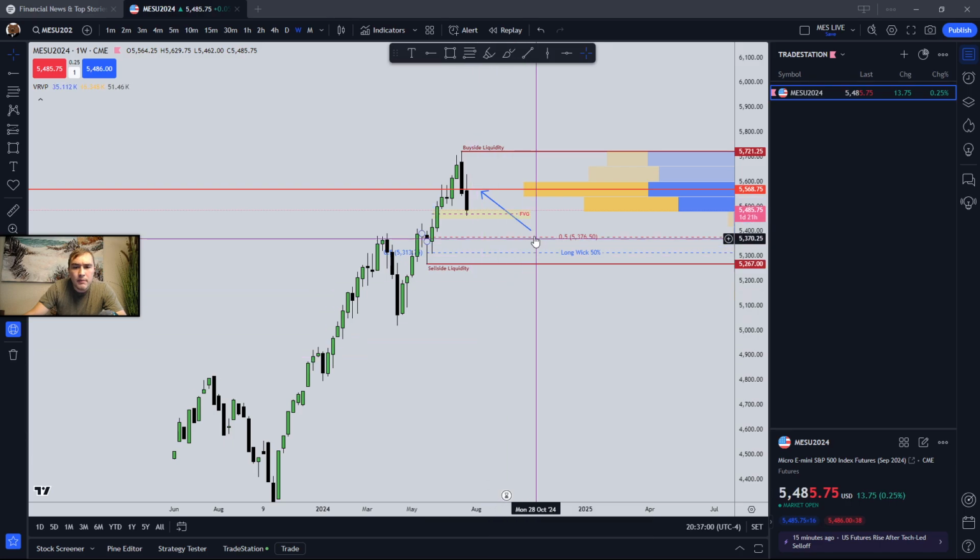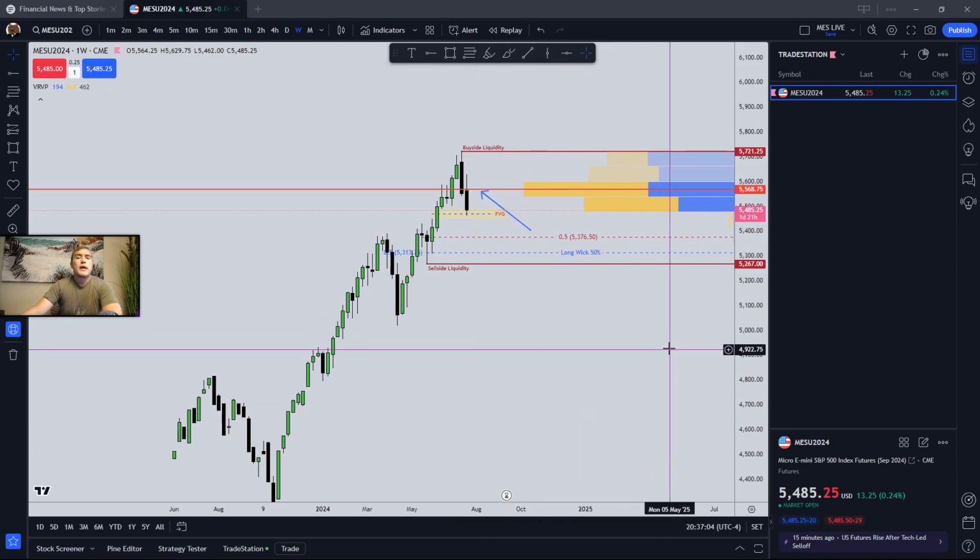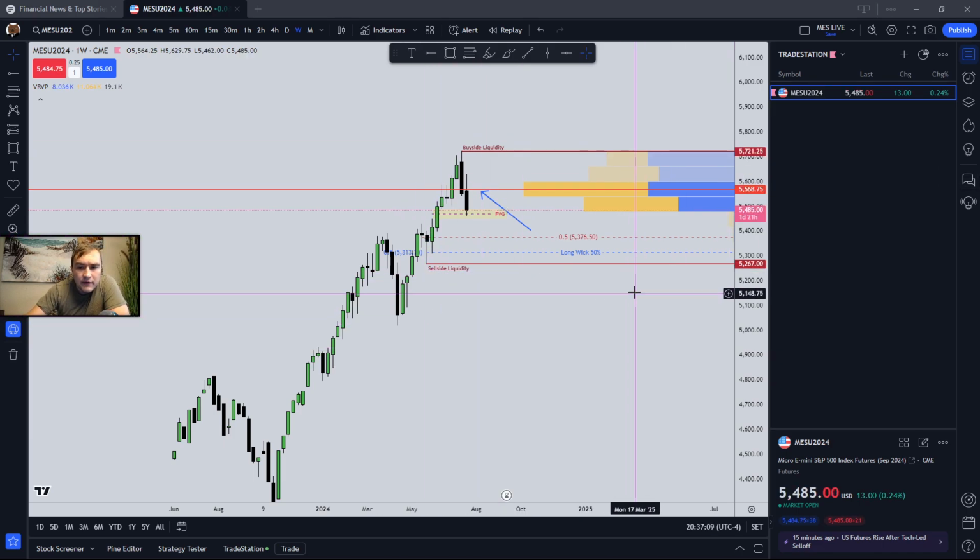Okay, fair value gap there. Okay, guys, so what I'm seeing here on the weekly perspective is we have sell side liquidity down at 5,267 evens.